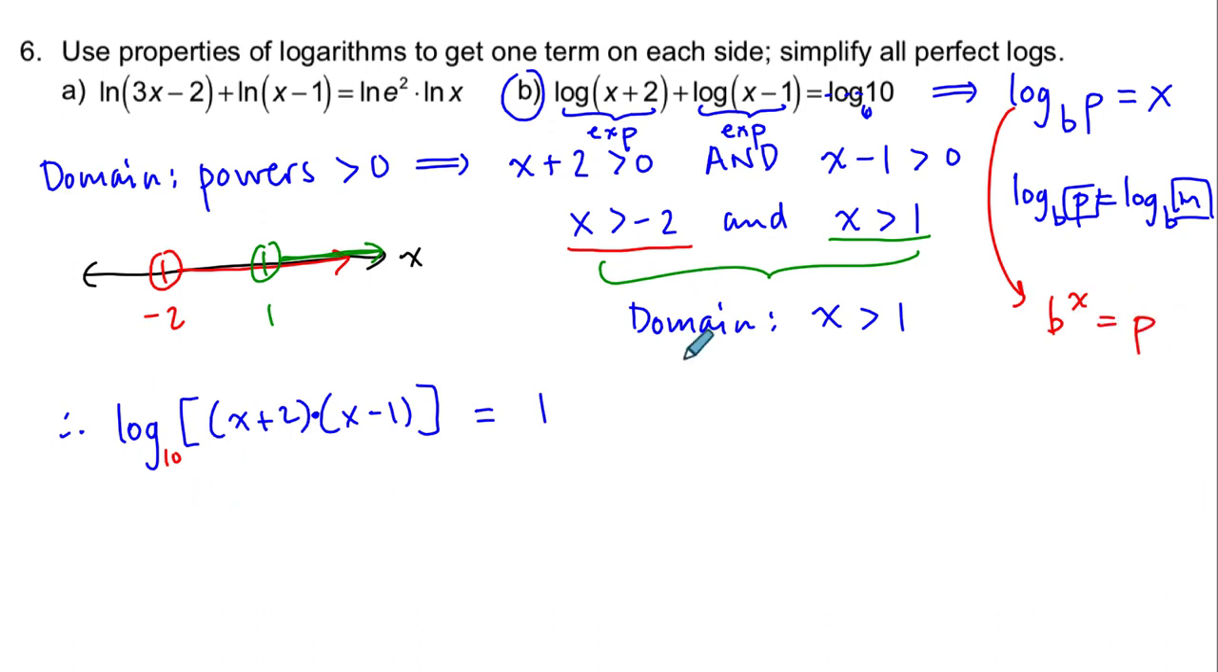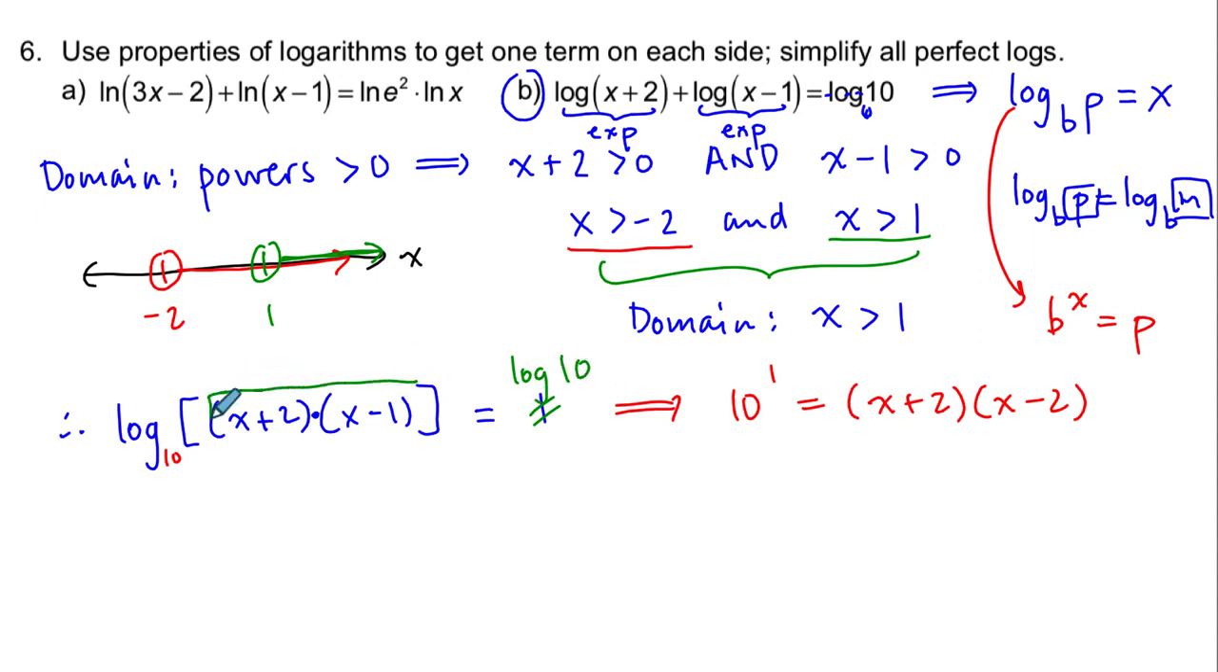Or we could, if we did that, we would get base 10 to the exponent 1 is equal to x plus 2 times x minus 1. Now you might have noticed that I had simplified log base 10 of 10 to 1. If I hadn't simplified it and left it as log of 10, I could merely have said that that power and that power are the same by the one-to-one property. And that's exactly what this red equation is telling me.